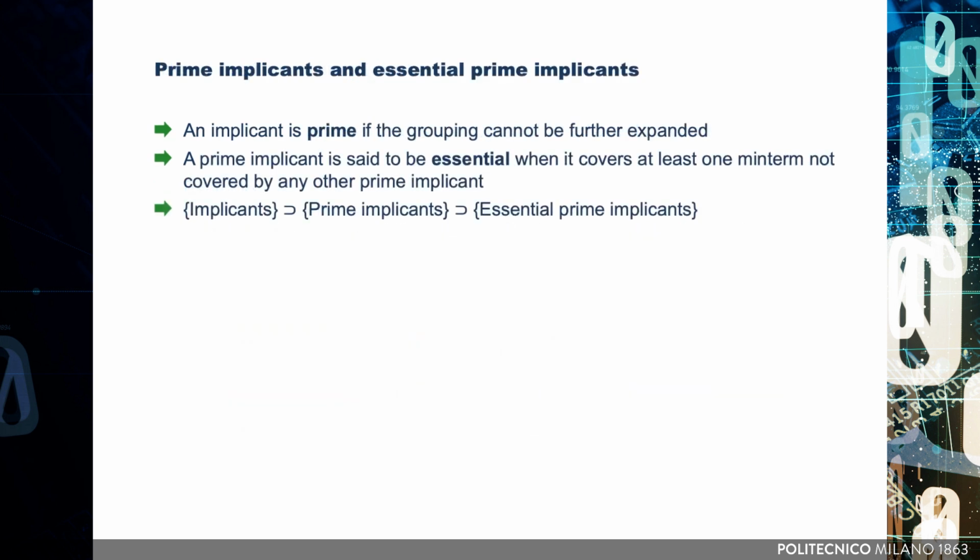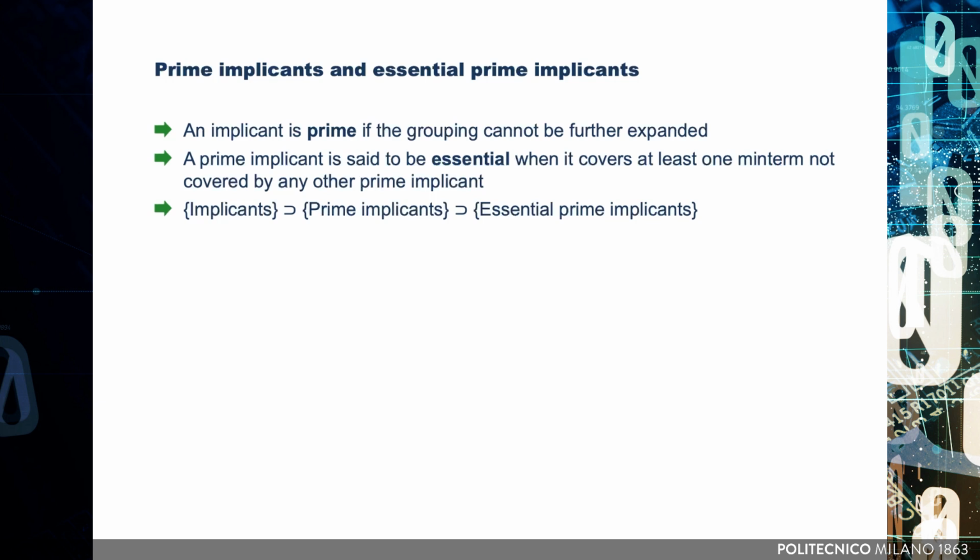Once an implicant is defined as a grouping on the map, we define a prime implicant as a grouping of maximum size, meaning it cannot be further expanded into a grouping of a larger size by using the simplification rule previously studied. Thus, a prime implicant is called essential if it covers at least one minterm that is not covered by any other prime implicant. In conclusion, we have defined 3 different types of groupings: implicants, prime implicants, and essential prime implicants.